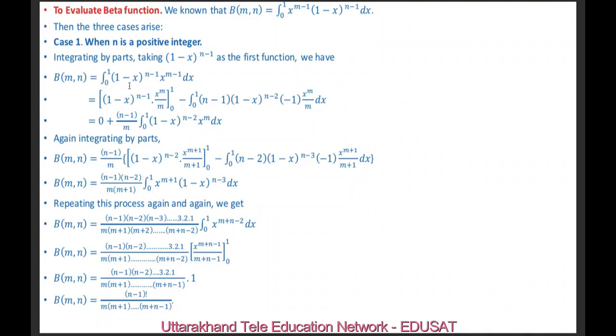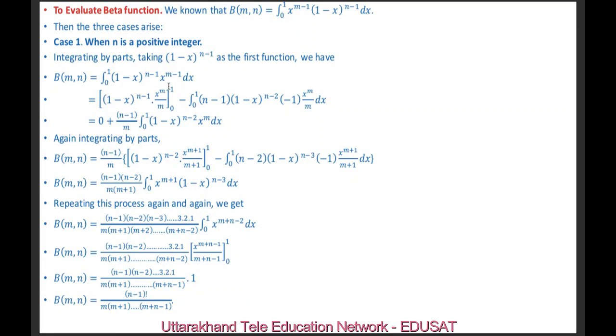So the derivative of (1 minus x) raised to power n minus 1 is (n minus 1)(1 minus x) raised to n minus 2, times minus 1. Integration of the second: the integration of x raised to power m minus 1 is x raised to power m upon m, dx. And this is equal to, if we substitute the upper limit here, it is 1 minus 1, so this term will become 0.